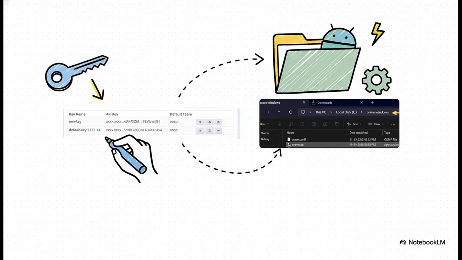This is the last little piece of the puzzle. You just log in to your Crave.io dashboard, go to the API keys section, and tell it to create a new one. It'll give you a file to download called crave.conf. All you have to do is take that file and drop it in the same folder as the Crave tool you just installed. Boom, you're connected.